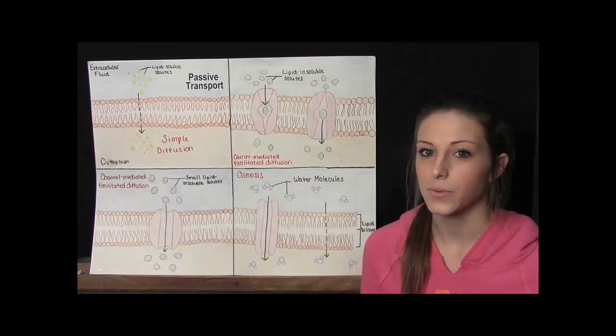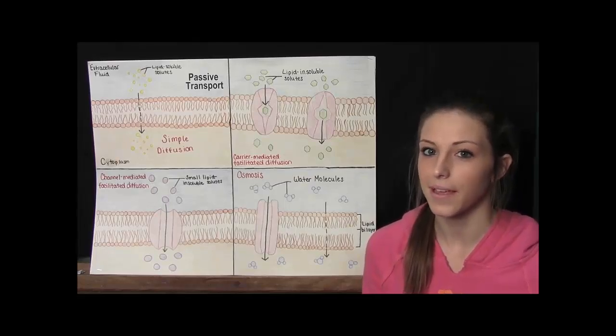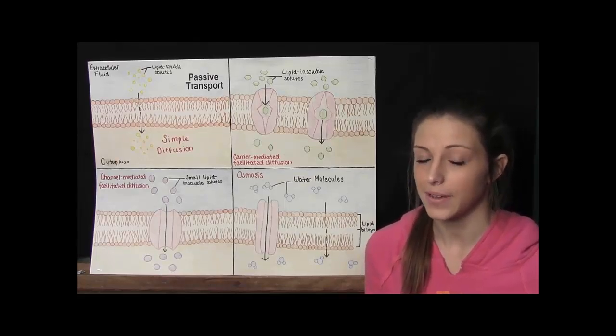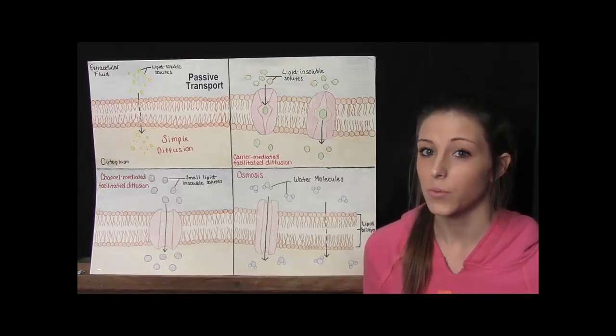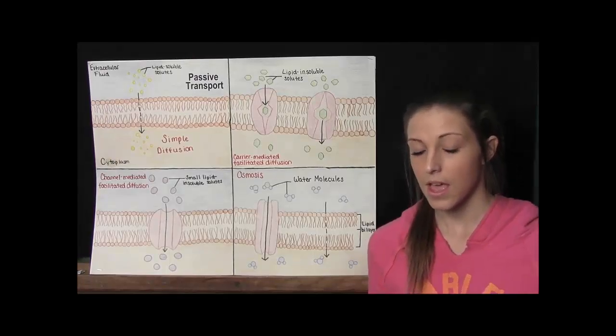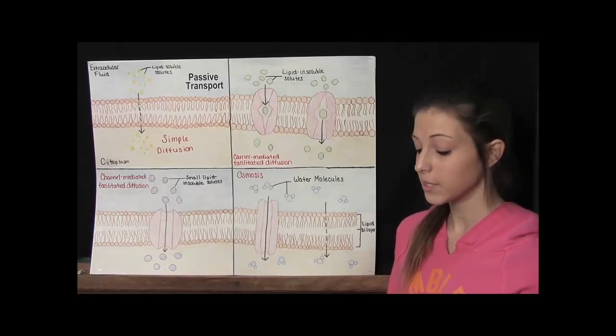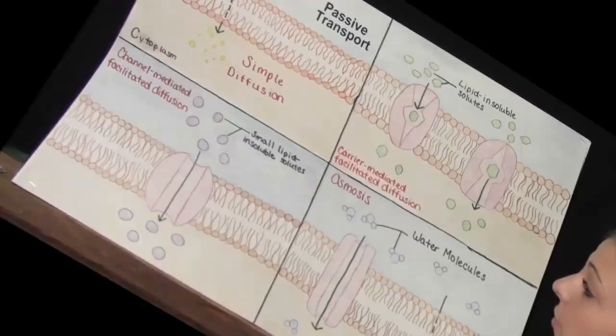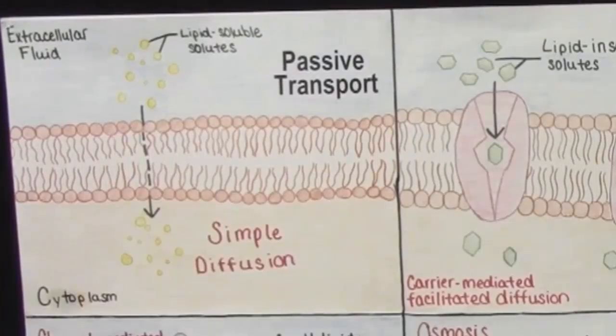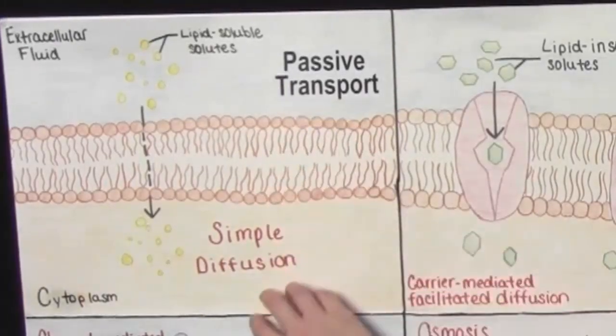Passive transport is when substances are moved across the lipid bilayer without the use of ATP, and active transport is with use of ATP. I'm going to start out with passive transport. There are 5 kinds of passive transport. The first kind is simple diffusion. Simple diffusion is when nonpolar and lipid-soluble substances such as oxygen and carbon dioxide are diffused through the lipid bilayer.